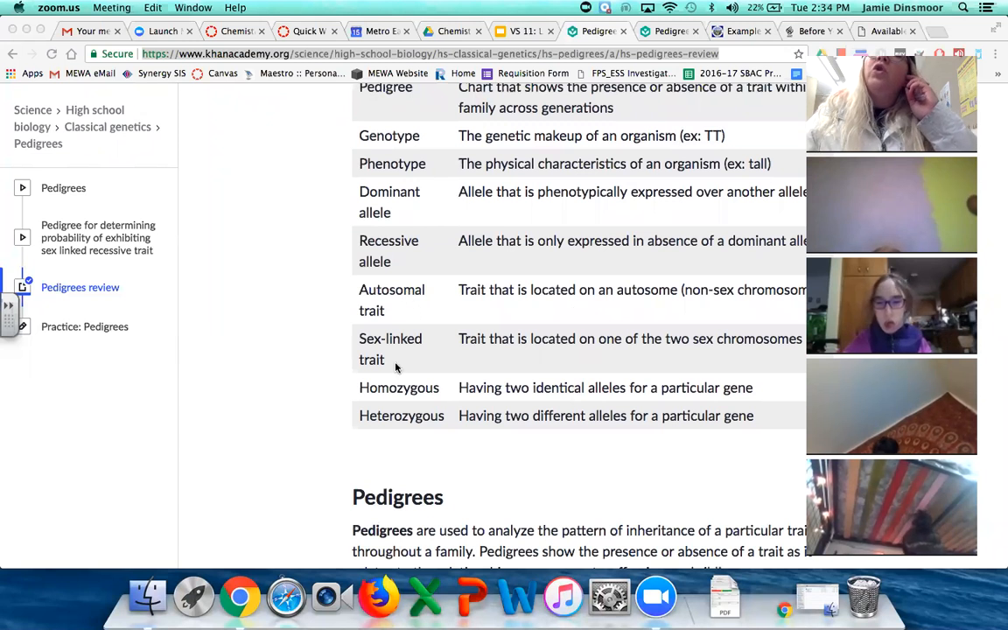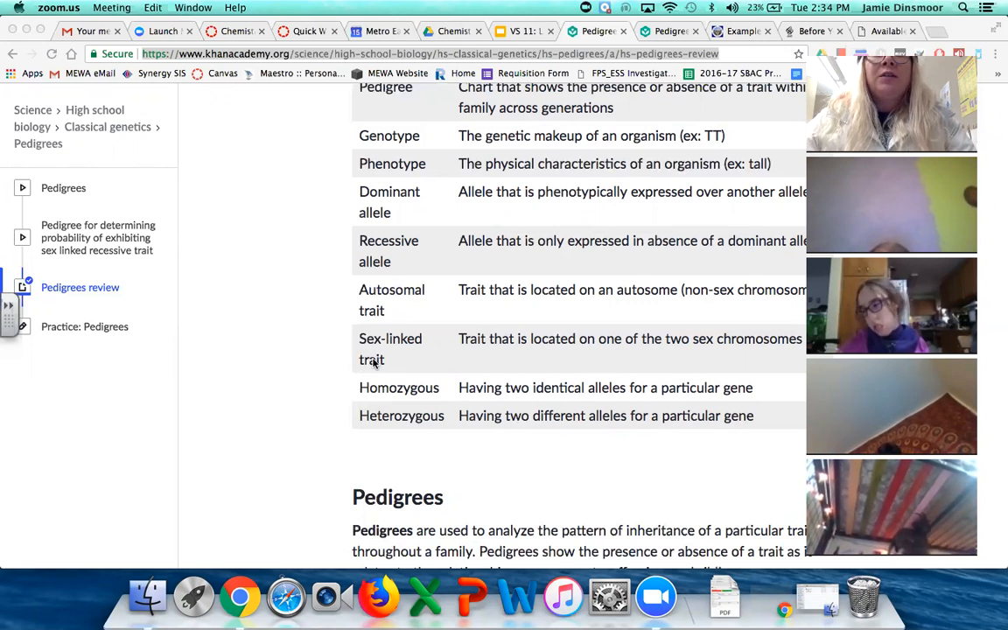Then we get 2 newer words, although I did mention these briefly. We have 2 different types of traits: autosomal traits and sex-linked traits. Autosomal traits are traits that are found on the non-sex chromosomes, which is most of the chromosomes, right? So chromosomes 1 through 22 and their pair are autosomal. Then we have our sex chromosomes, which is the last pair, which depending on male or female will be XY or XX. Sex-linked traits live on the X or the Y chromosome. Usually they live on the X chromosome.